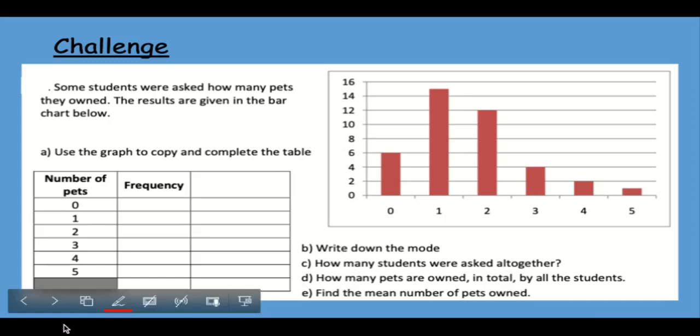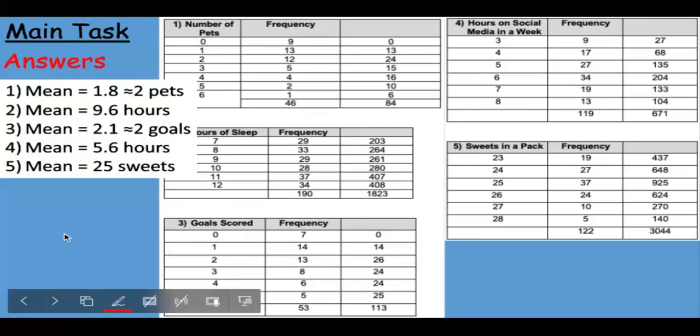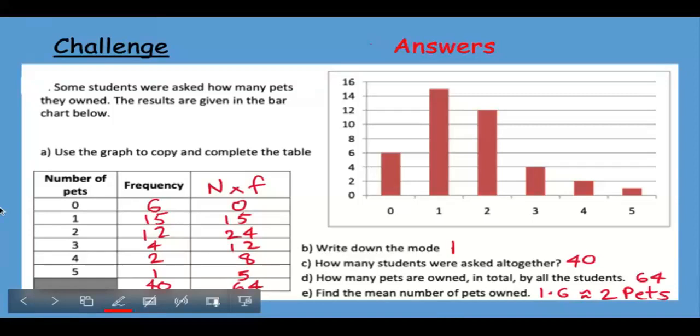Okay, welcome back. Let's have a look at our answers. So just marking your own there. So if you notice for questions 1 and 3, I gave an approximate answer because obviously you can't have a fraction of a pet or a goal. The others though, obviously you can have a fraction of an hour. Okay, and just have a look at the challenge question. Well done if you got this right.